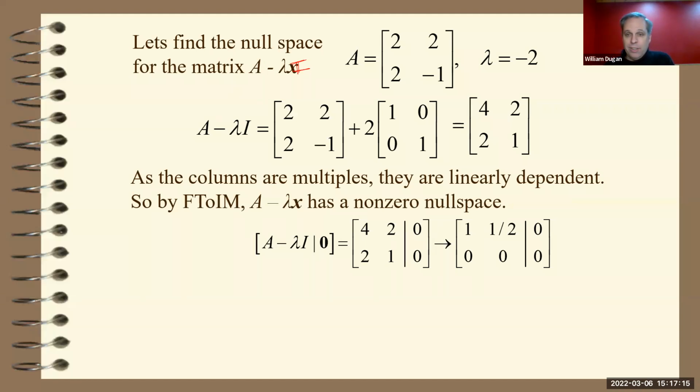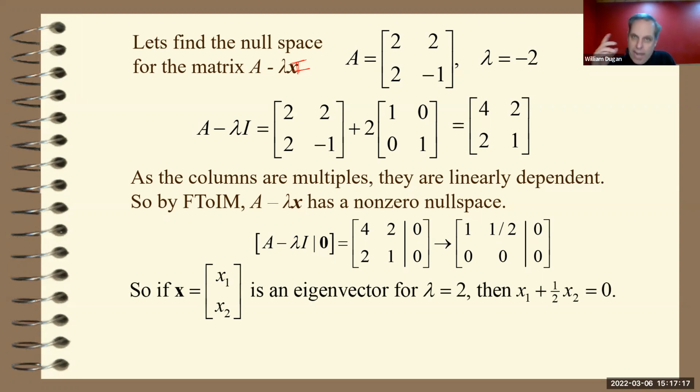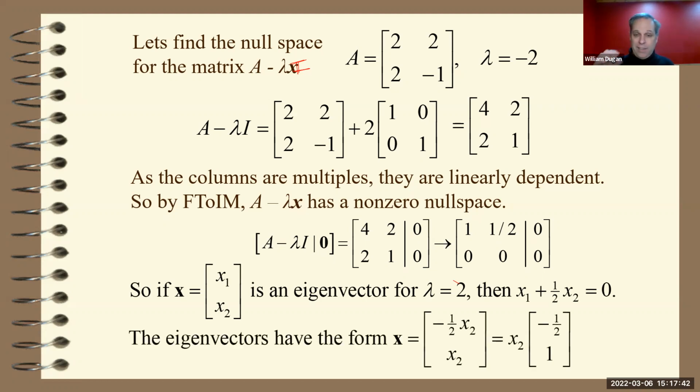So if x = (x1, x2) is an eigenvector for lambda equals -2, that would mean that the components x1 and x2 have to satisfy the equation x1 plus 1/2 x2 equals 0. So we know how to write down the solution space for the null space. You just replace the x1 in that vector with what it equals because of this equation. And then you can rewrite that as some multiple.